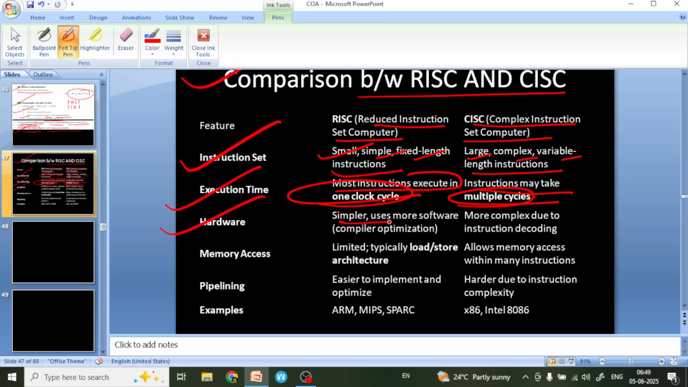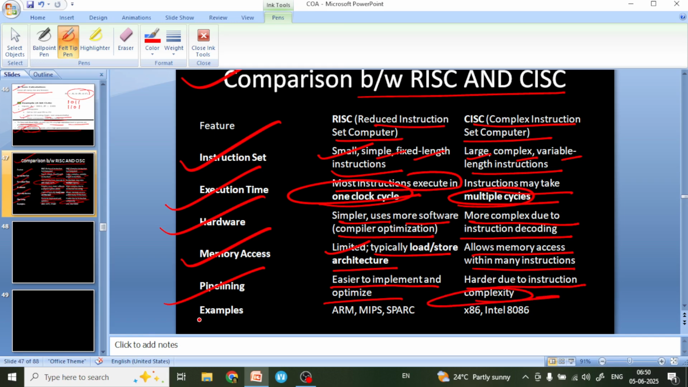Hardware: RISC is simpler and uses more software compiler optimization. CISC is more complex due to instruction decoding. Memory access: RISC is limited, typically a load-store architecture. CISC allows memory access within many instructions. Pipelining: in RISC it is easier to implement and optimize. In CISC it is harder due to instruction complexity.